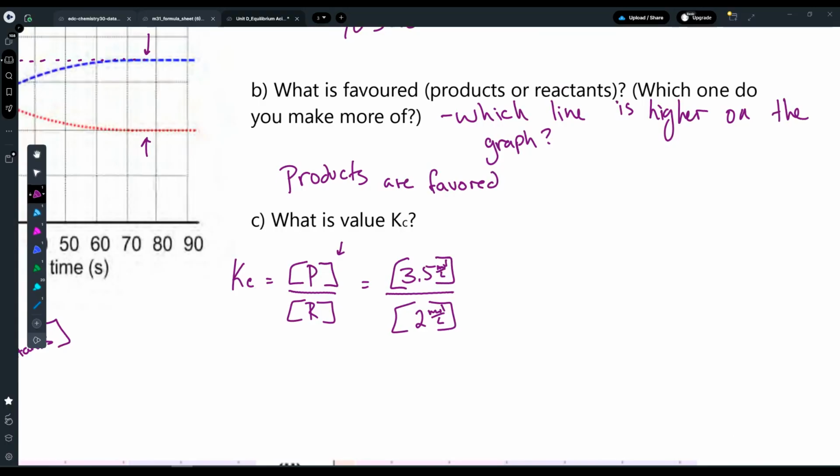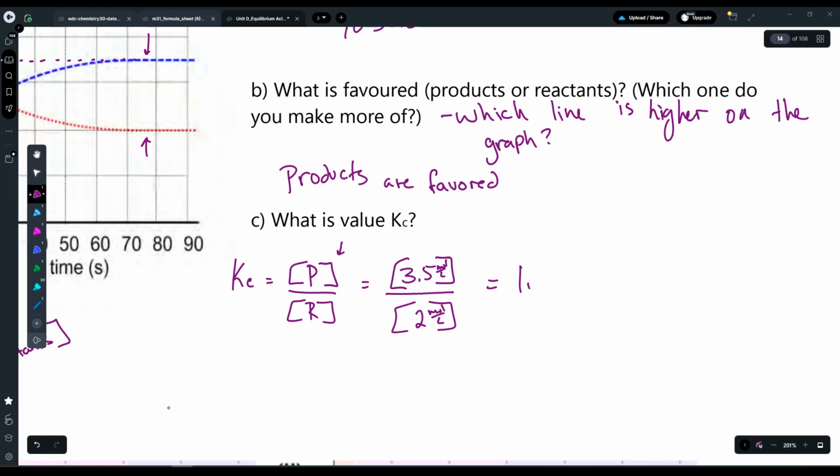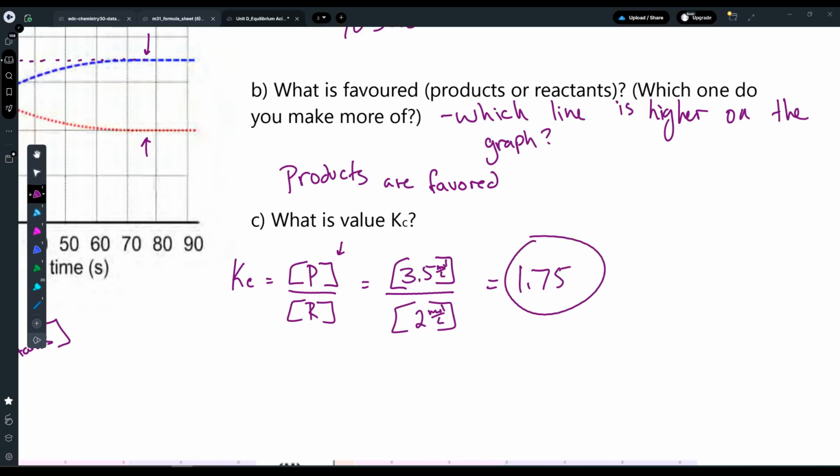Okay, so 3.5 divided by 2, let's just divide it real quick, gives us 1.75. And remember that the value you get for the equilibrium constant is not going to have any units.